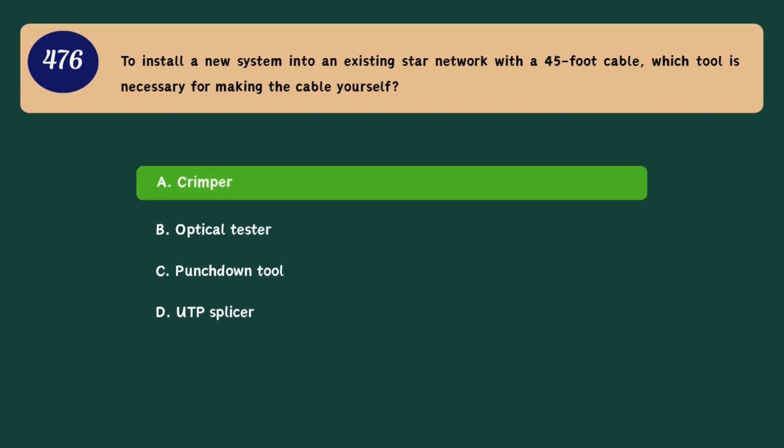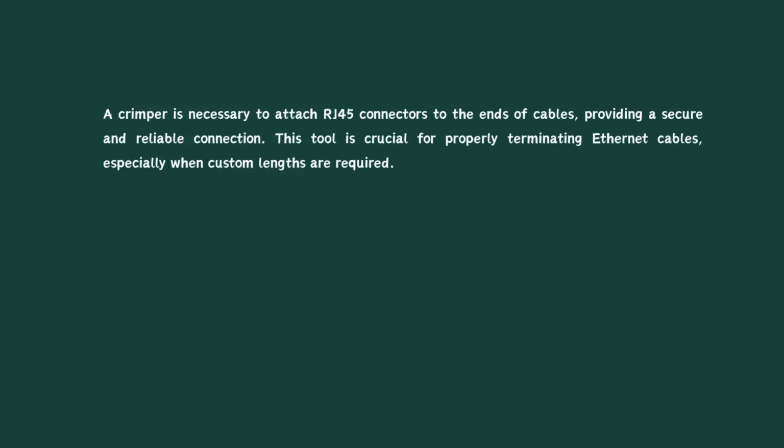Correct answer. A. Crimper. A crimper is necessary to attach RJ45 connectors to the ends of cables, providing a secure and reliable connection. This tool is crucial for properly terminating Ethernet cables, especially when custom lengths are required.